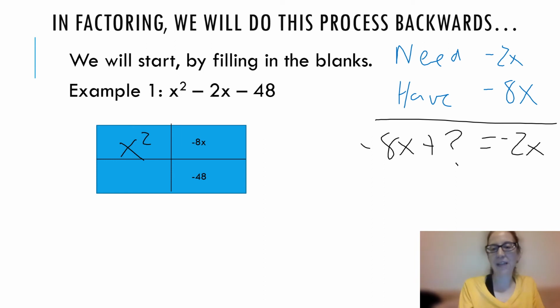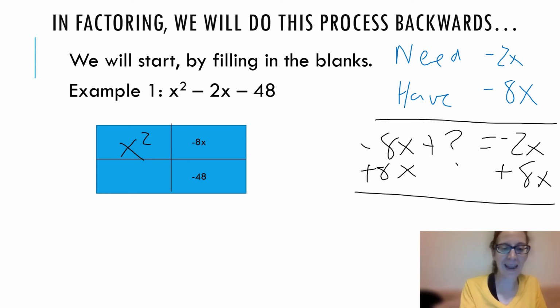So negative 8x plus what would give me that negative 2x? So we would add 8x to both sides. Now, if you're wondering, why did she add 8 when there's a minus sign? Well, because negative 8x plus 8x is 0, and that would make it cancel out. And so my question mark is negative 2x plus 8x. Negative 2 plus 8 is 6, and so this would be a 6x.